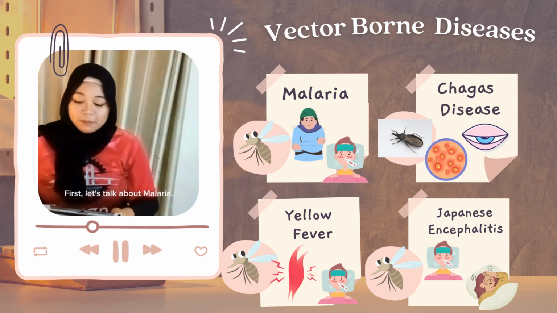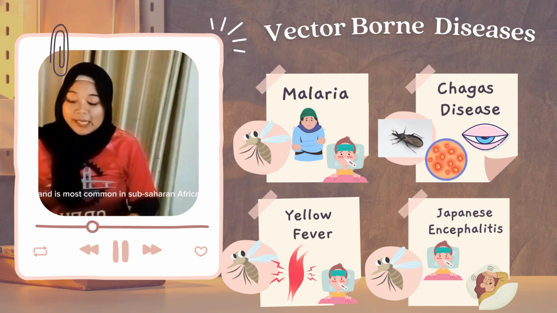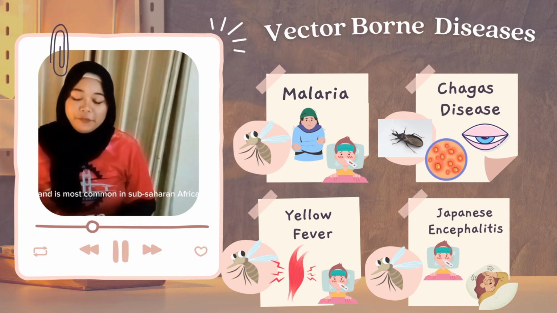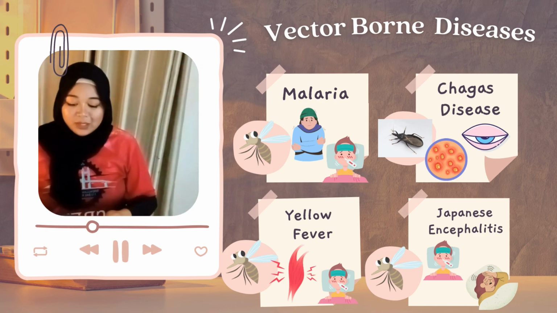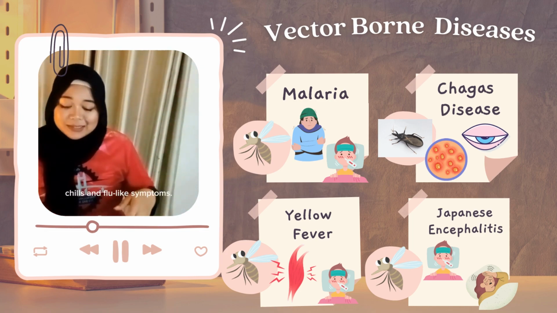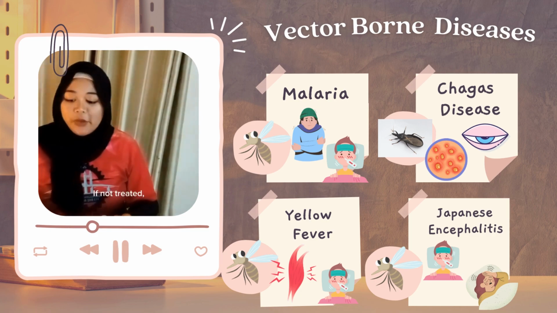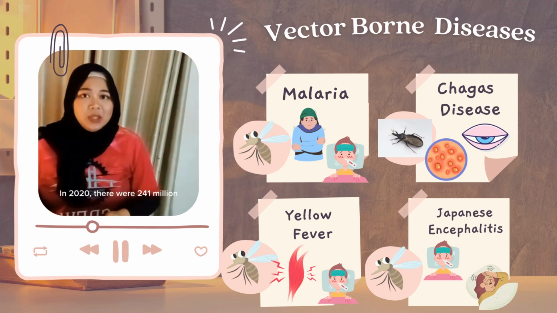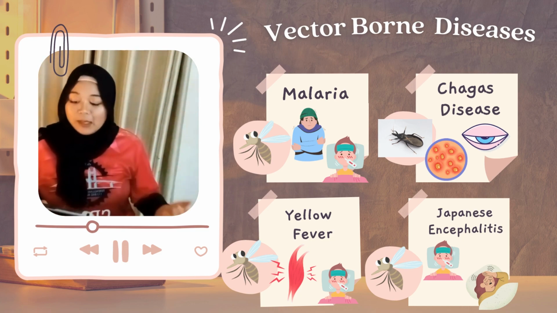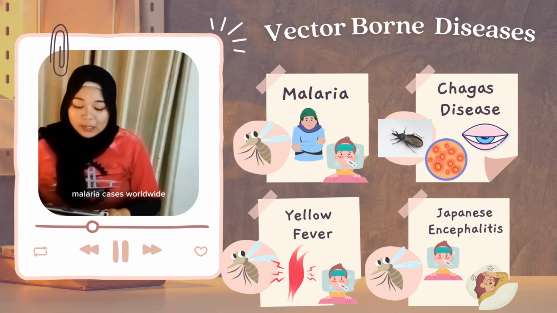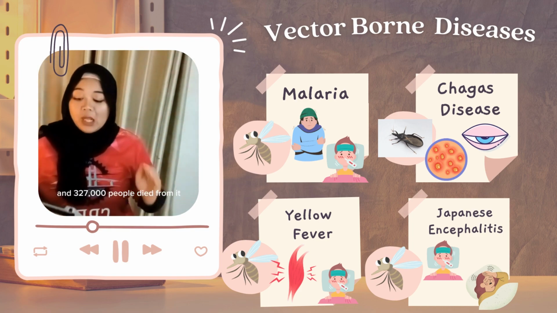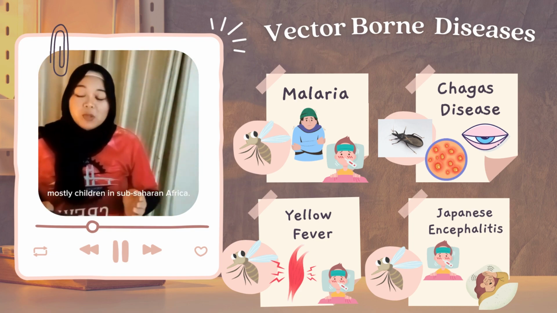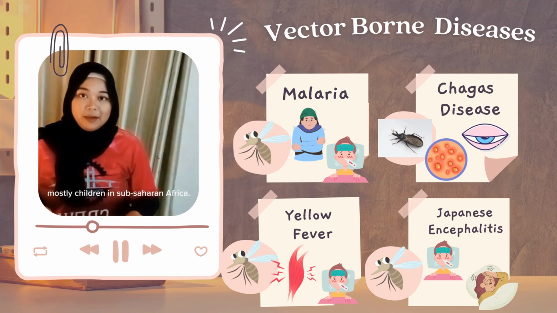First, let's talk about malaria. Malaria is a disease transmitted by mosquitoes and is most common in sub-Saharan Africa and South Asia. It can cause fever, chills, and flu-like symptoms. If not treated, it can lead to severe complications and death. In 2020, there were around 241 million malaria cases worldwide and 327,000 people died from it, mostly children in sub-Saharan Africa.